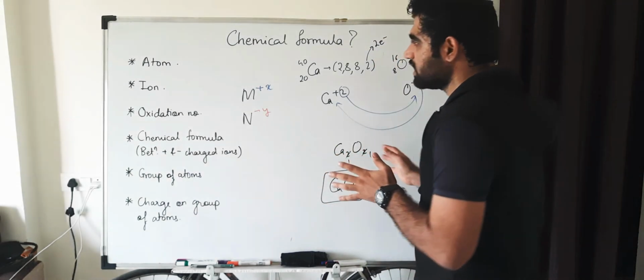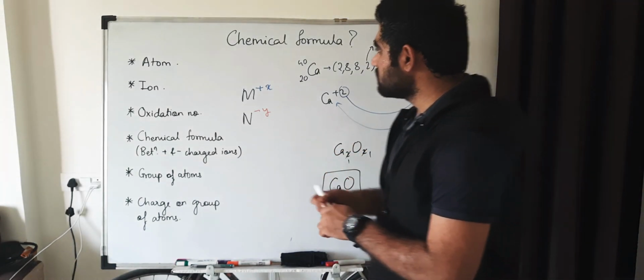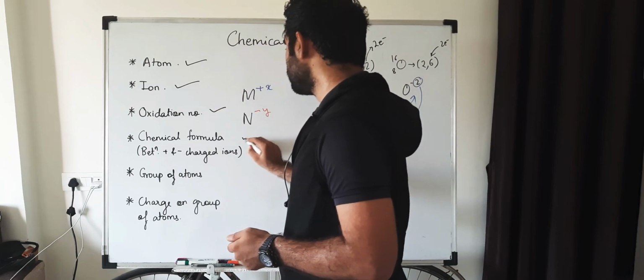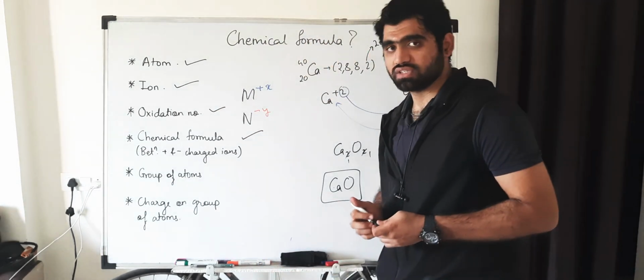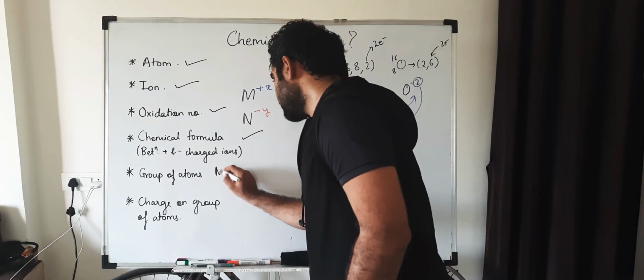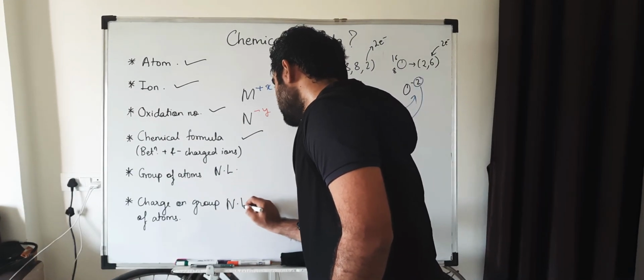Okay, this is for today. I hope it is useful. Here you observe we covered atom, ion, oxidation number, and chemical formula between positively and negatively charged ions. This is what I specified. This will be taken in the next lecture, and this too in the next lecture.